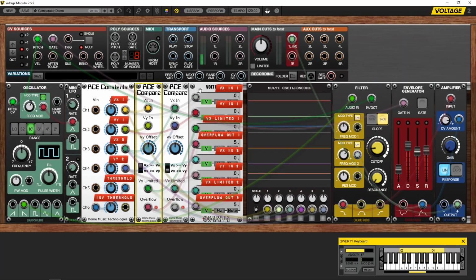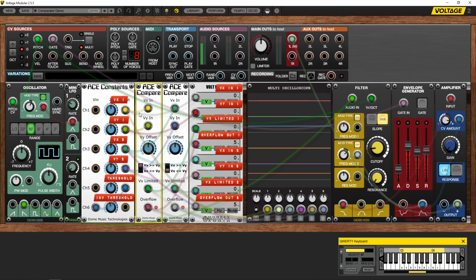So at the moment we're monitoring what Vx and Vy are coming into comparator 1, and as they're both at 0 volts, that means that Vx is greater than or equal to Vy because it's equal to it. So Vx limited is outputting 0 volts, and the overflow is set to 5 to indicate that it's a logic high and the LED is lit up.